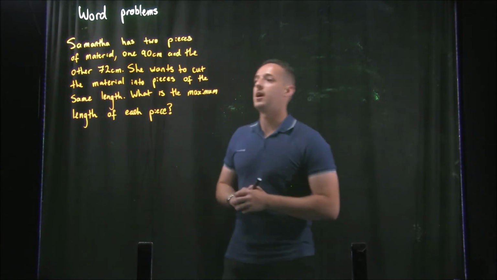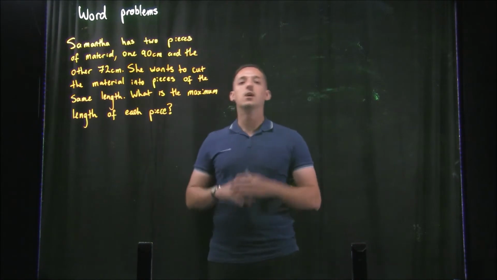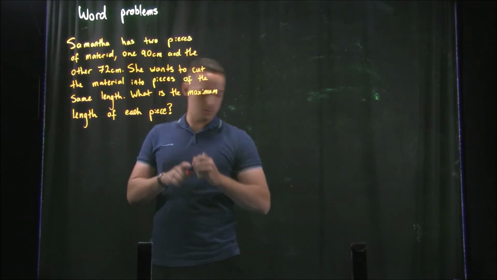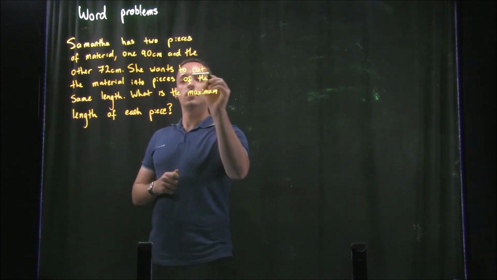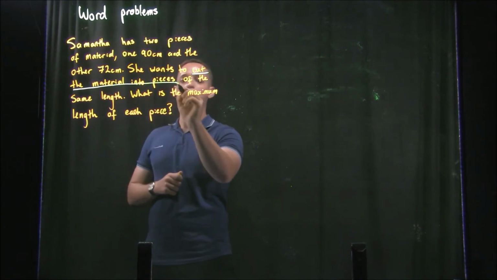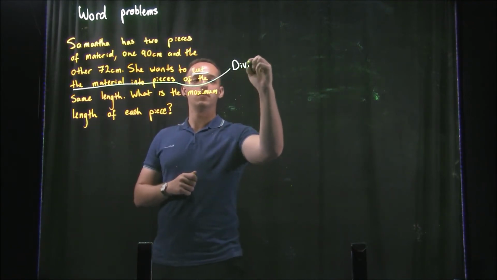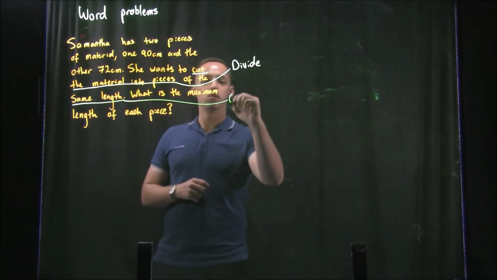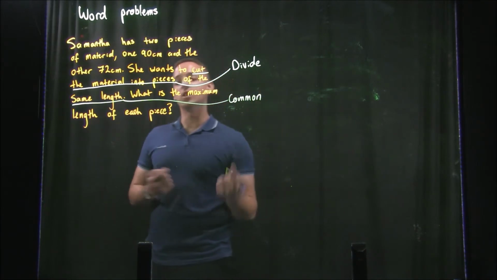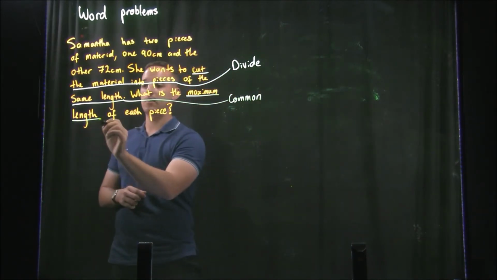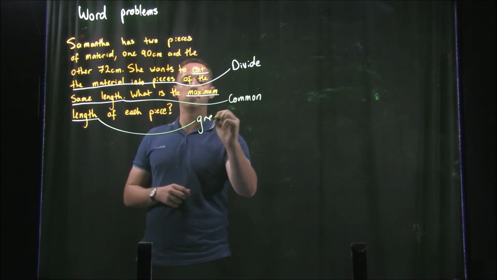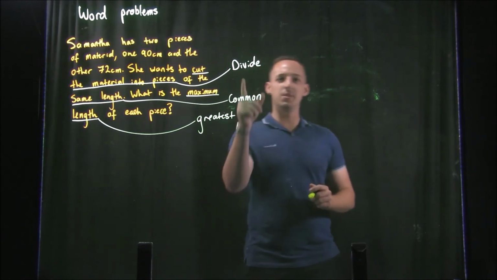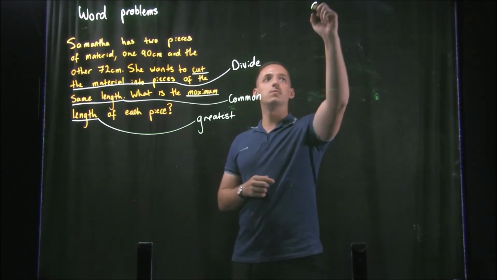So looking at this question right now, you might go, oh, I don't know, is it LCM or GCD? There's a few keywords we can look for to figure out what it wants us to do. So first of all, she wants to cut the material into pieces, or divide it. They need to be the same length, common, and she wants to know the maximum length, or greatest. So she wants to know the greatest common length they can be divided into. It's going to be a GCD question.